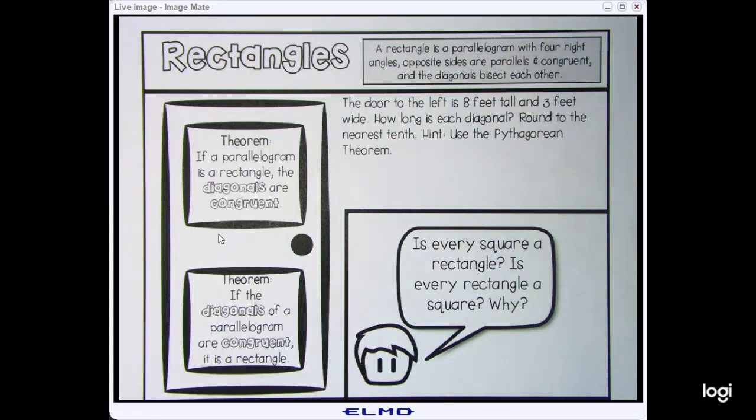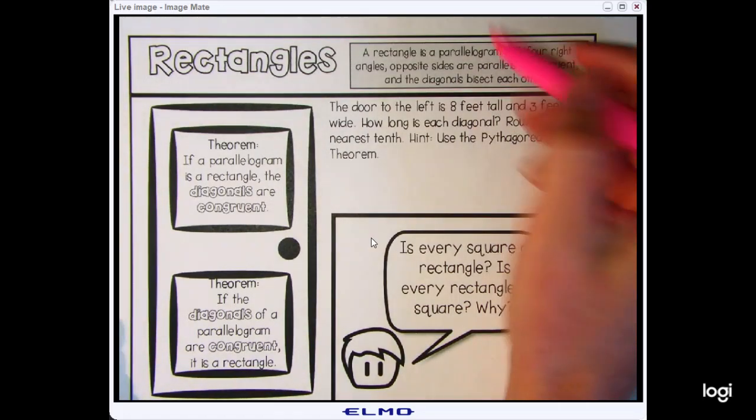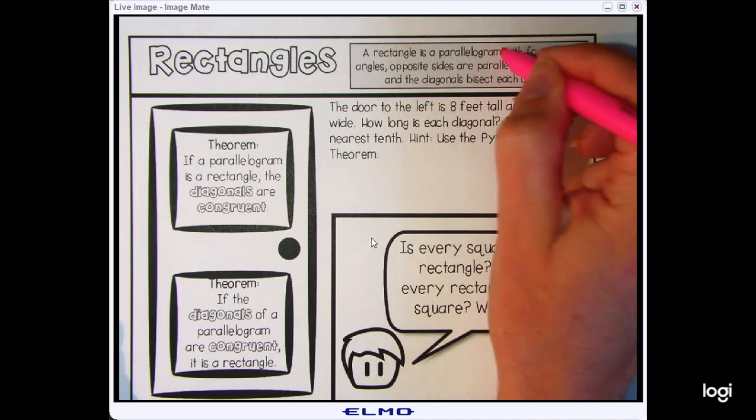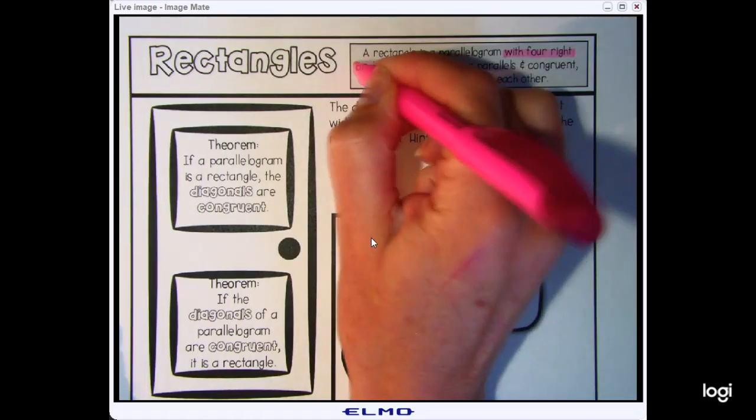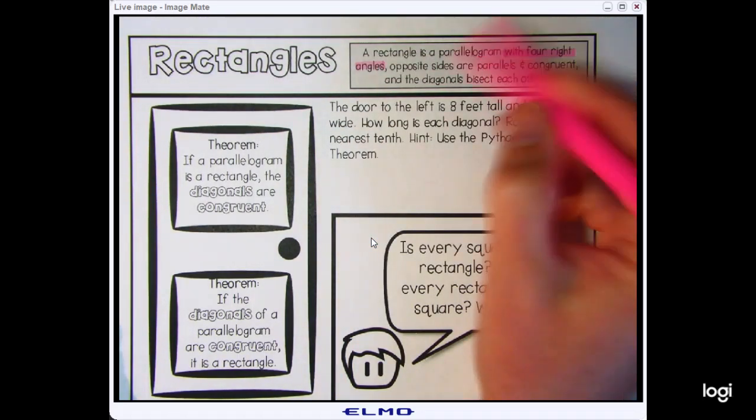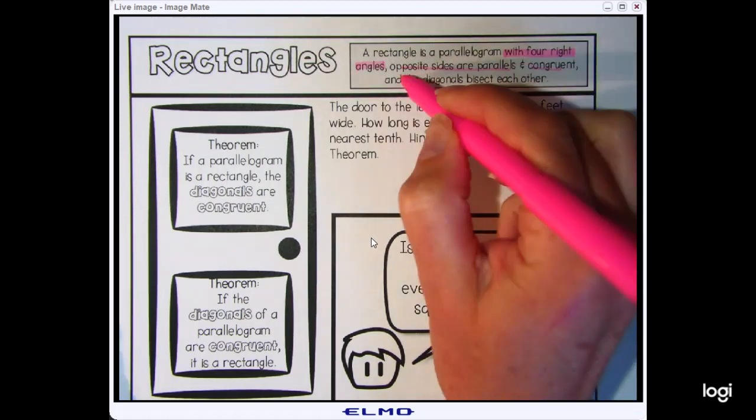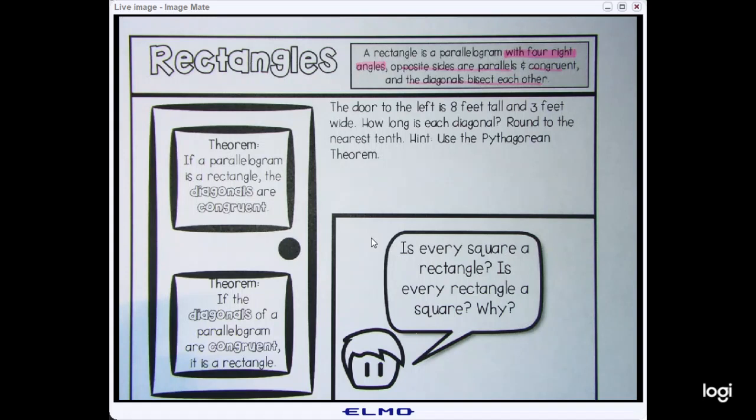If you can do parallelograms, you can do rectangles. Adding one little piece of information to rectangles, building on parallelograms. So a rectangle is a parallelogram with the addition of 4 right angles. So just like parallelograms, opposite sides are parallel and congruent, and the diagonals bisect each other.